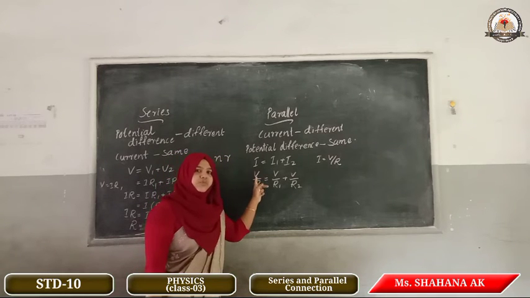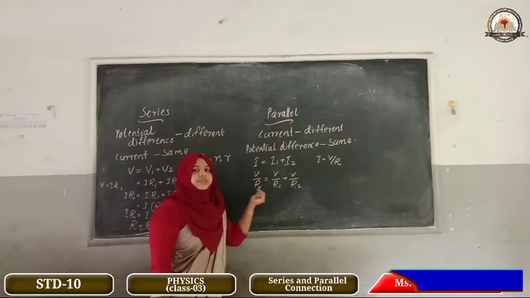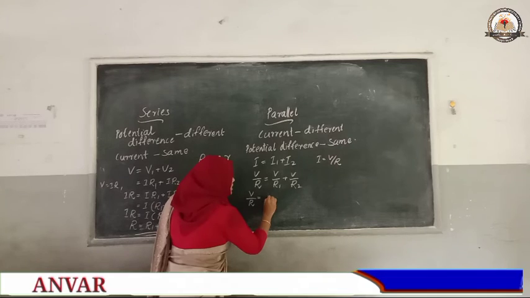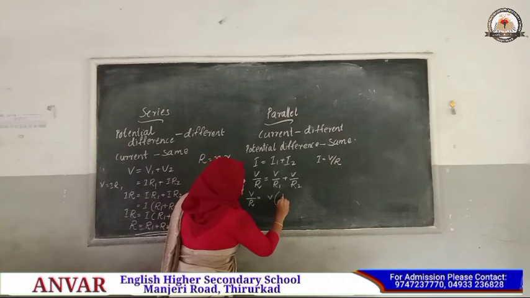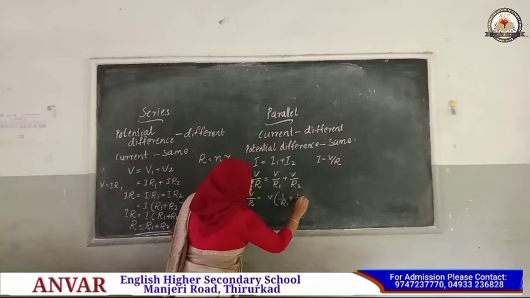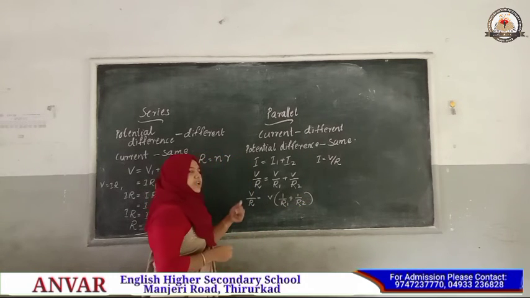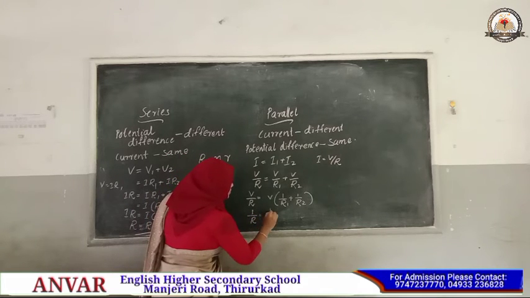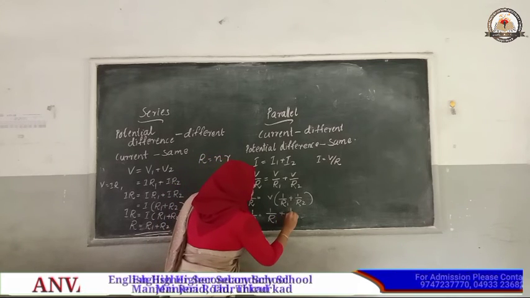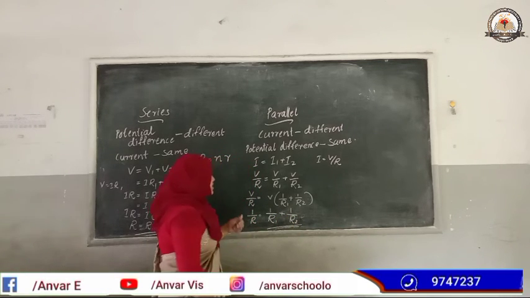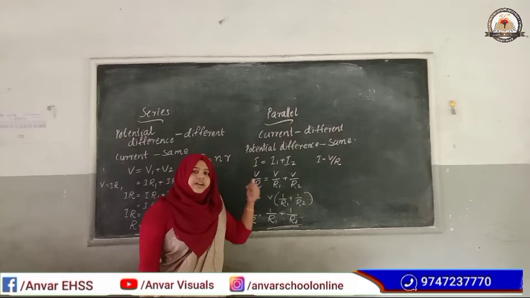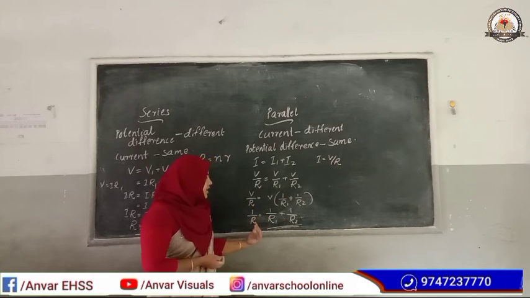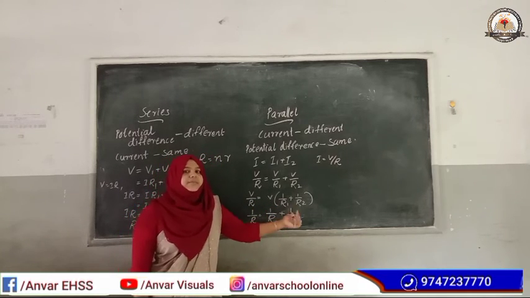Then, as the value of potential difference is same on both sides of this equation, we can write V by R is equal to, taking V outside, V times 1 by R1 plus 1 by R2. Then we are removing the term V from this equation. 1 by R is equal to 1 by R1 plus 1 by R2. Here is the equation to find the total resistance across the circuit when we are connecting the resistors in parallel combination. That is 1 by R is equal to 1 by R1 plus 1 by R2.